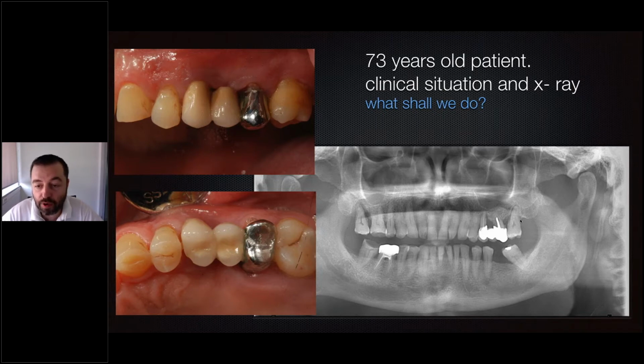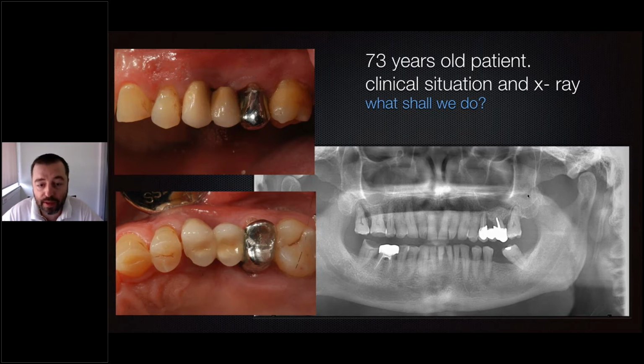And for that, of course, we had different choices. We can take out the teeth. We can think of an external sinus lift afterwards. Also, we can think of maybe a socket preservation and then some internal sinus lifting. But for this particular case, we had a different approach.